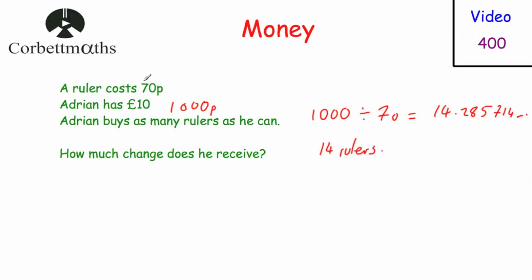Now, we know each ruler costs 70 pence. So if we do 14 times 70, we will find the total amount of money it costs for the 14 rulers. So 70p multiplied by 14 rulers. And when we do that, we get that's equal to 980 pence, so £9.80. But Adrian had £10 or 1,000 pence. So if we take our 1,000 pence or our £10 and we take away the 980 pence, we see that there's 20p left over. That's how much change Adrian would receive. So Adrian receives 20p change.